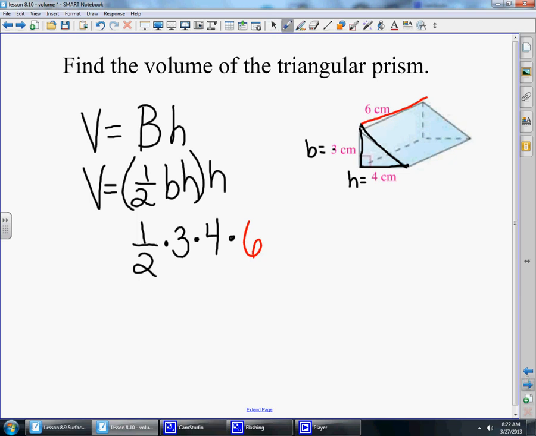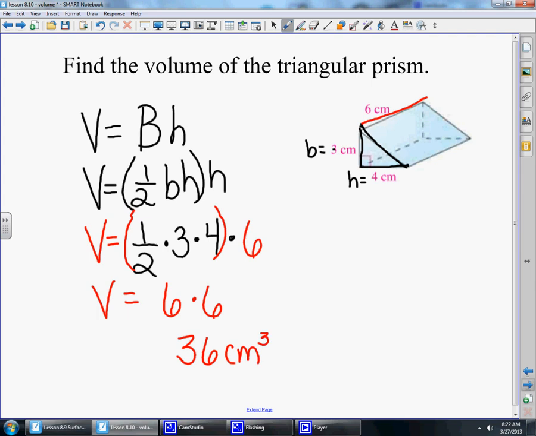So this is going to be the volume. And remember, this here is the area of the base, or the triangle. So 3 times 4 is 12. Half of 12 is 6. 6 times 6 is 36. And the unit is centimeters. And since we're finding volume, it's going to be cubed.